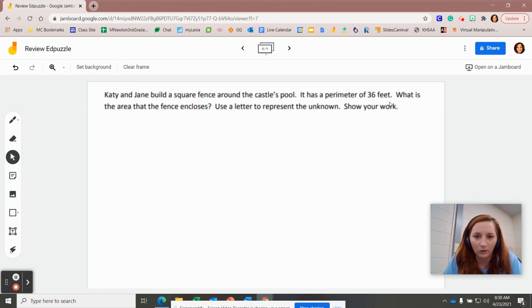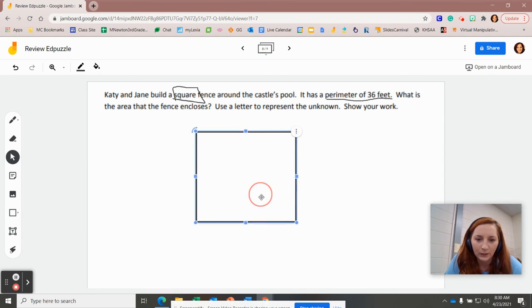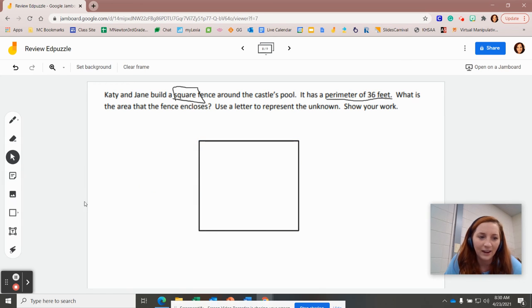Show your work. Okay, so it has a perimeter of 36 feet. What is the area? Well, it's a square fence. So what times what gets you 36 and it has the same factors? The factors have to be the same because it's a square. So think on that. What 2 numbers are the exact same to get you 36? Okay, just kidding. I was thinking about if it was an area. I was talking about if it has a perimeter.